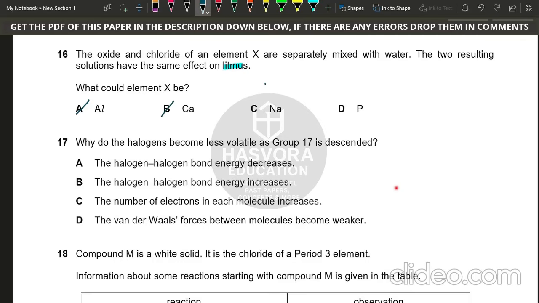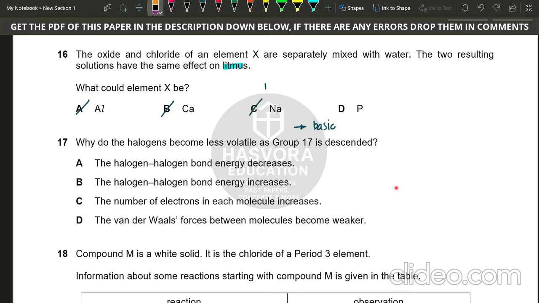Let's see for the NaCl and Na2O, which is a sodium oxide. So sodium oxide is actually basic in nature, and it will give you more than pH 7, while sodium chloride is a neutral salt and it gives you pH of 7. So they also do not have the same effect on litmus.